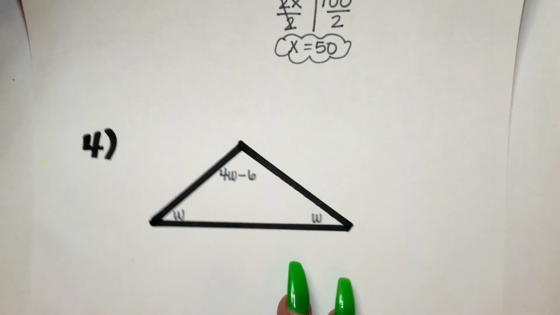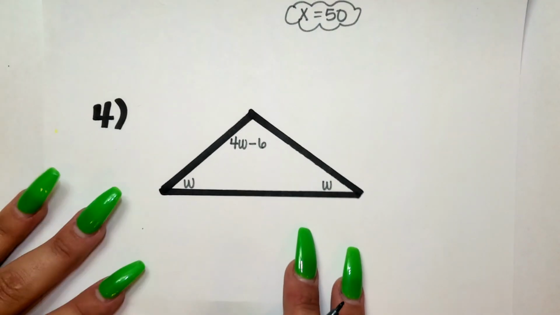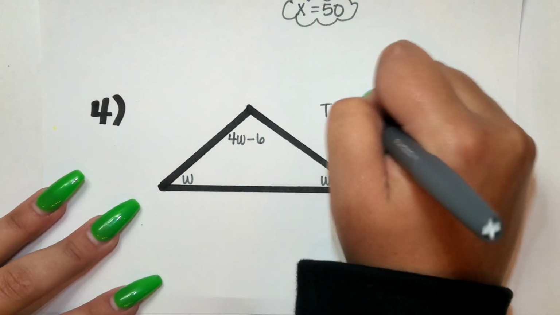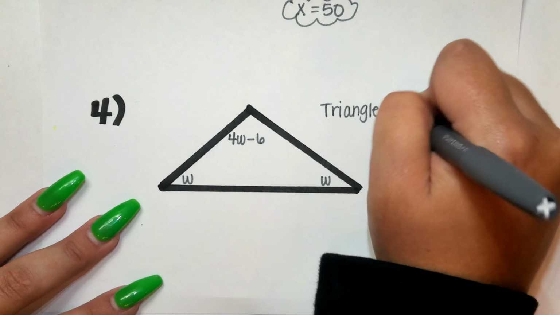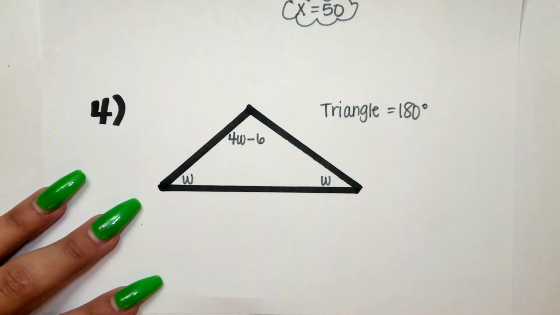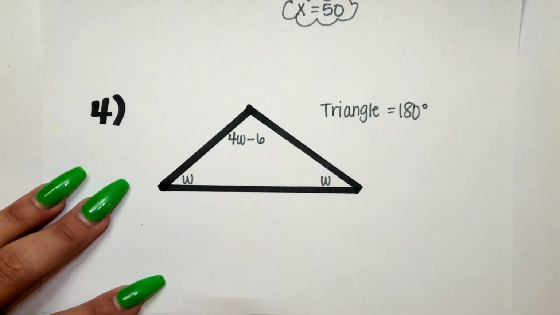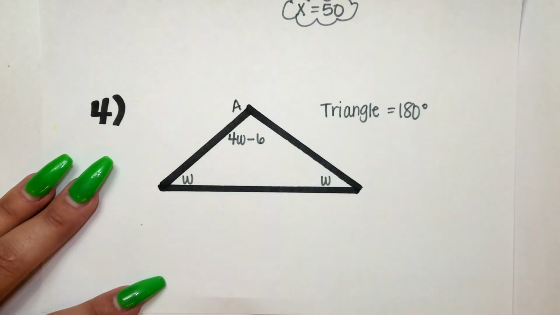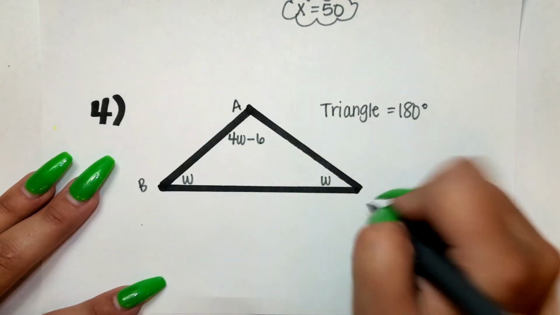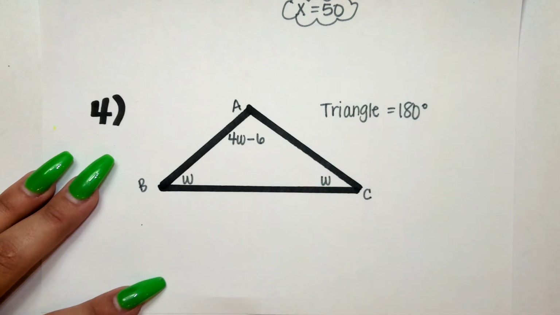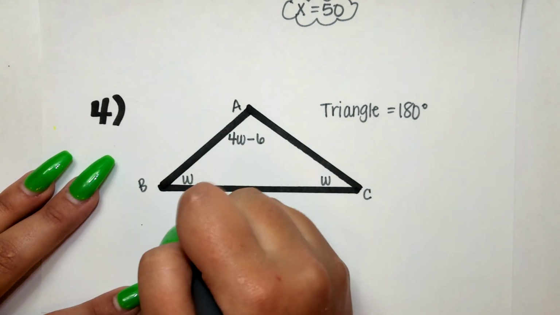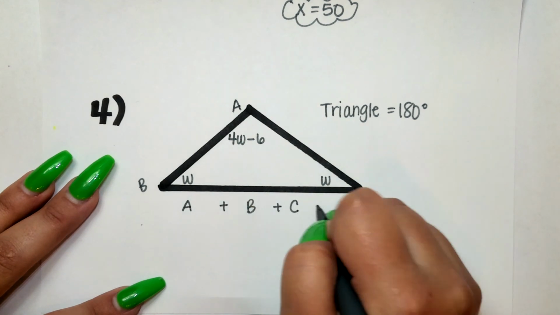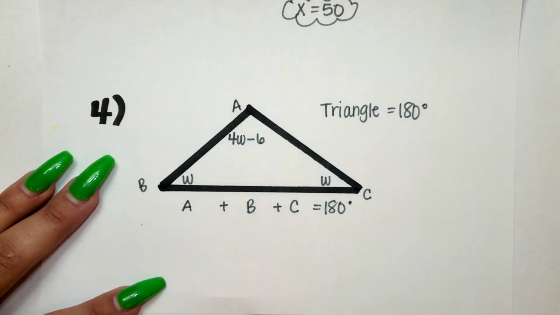Okay, let's move to number 4. So again, since I do not have the extended line, I know a triangle is 180. I'm going to label my angles. So I'm going to label them the same as above. So A, B, C, just to make sure I'm adding up all 3. So I have A plus B plus C equals 180.